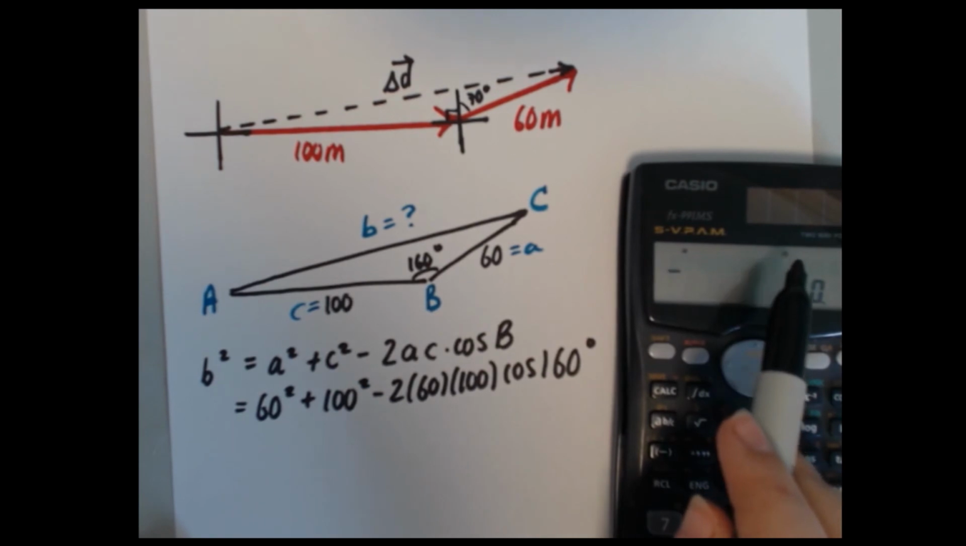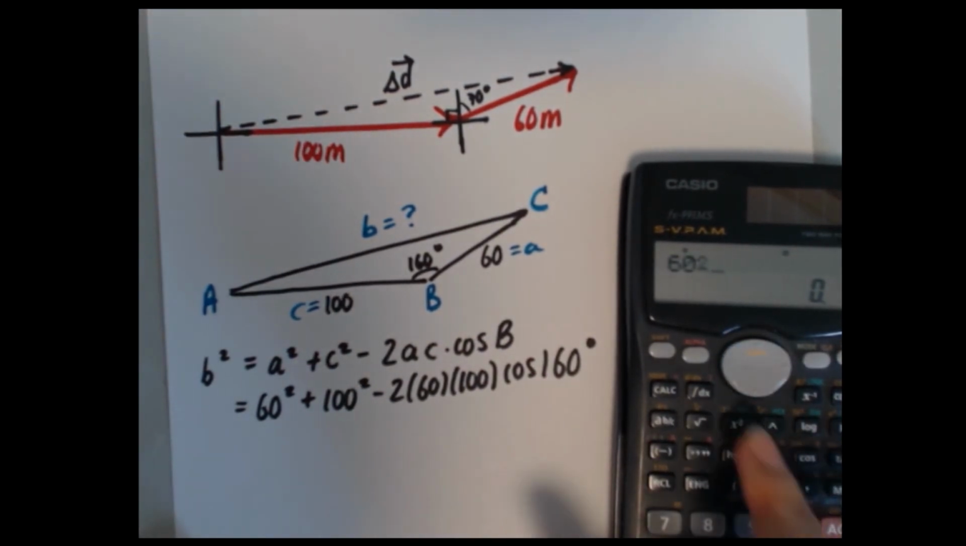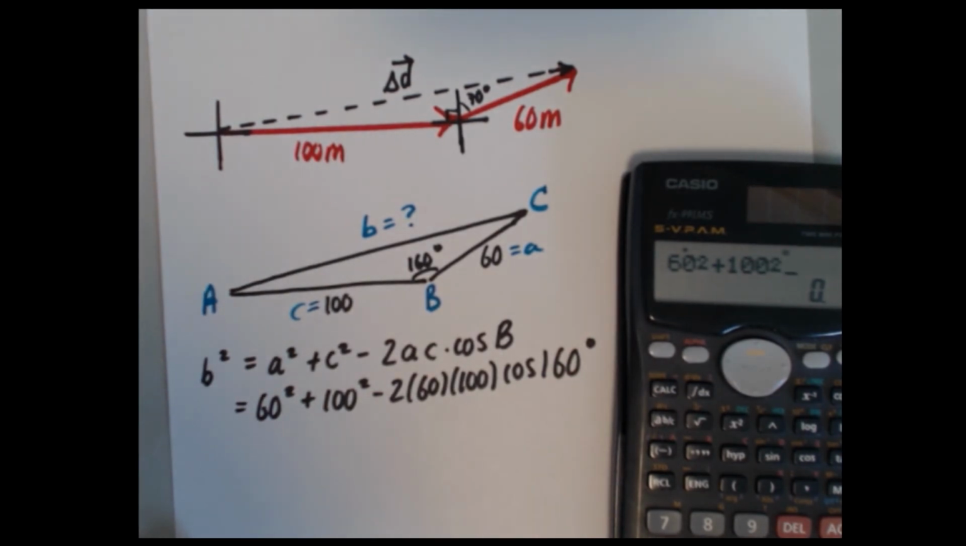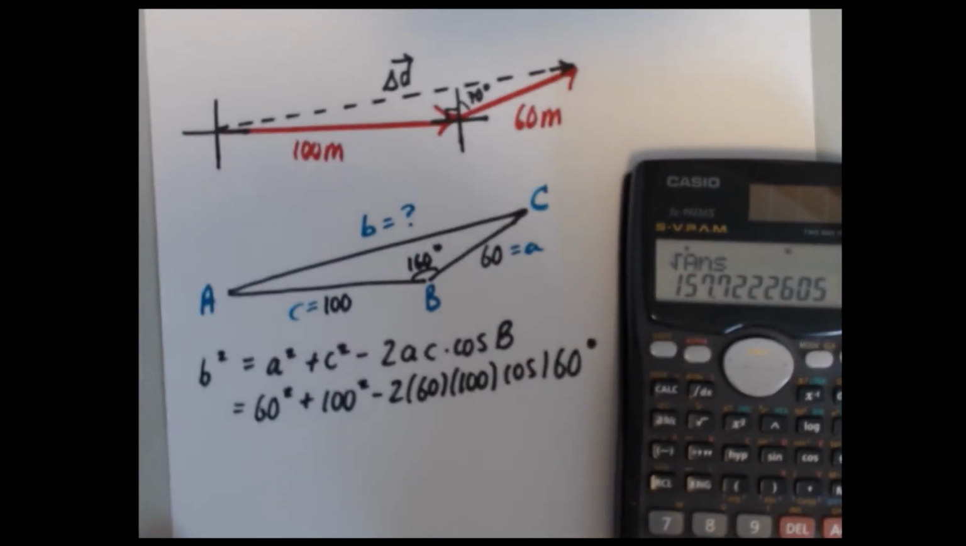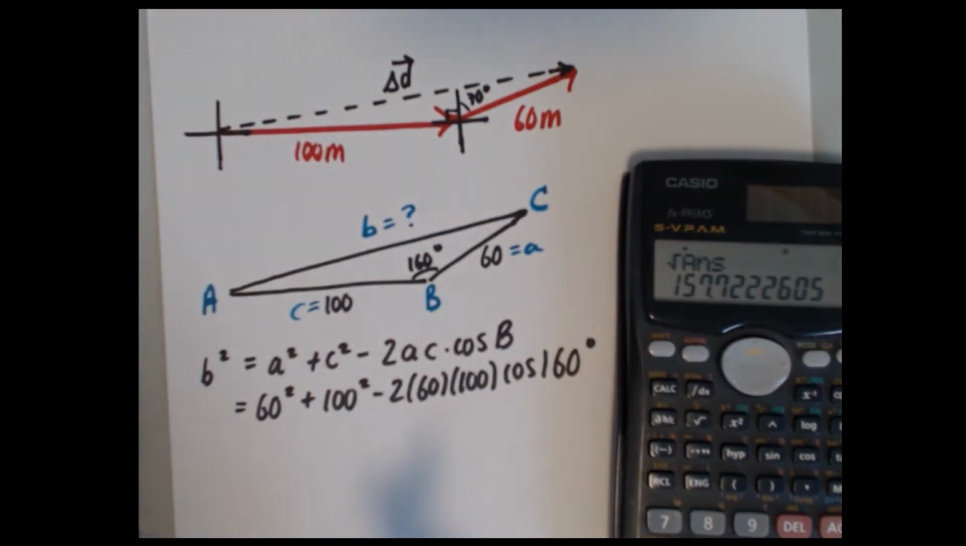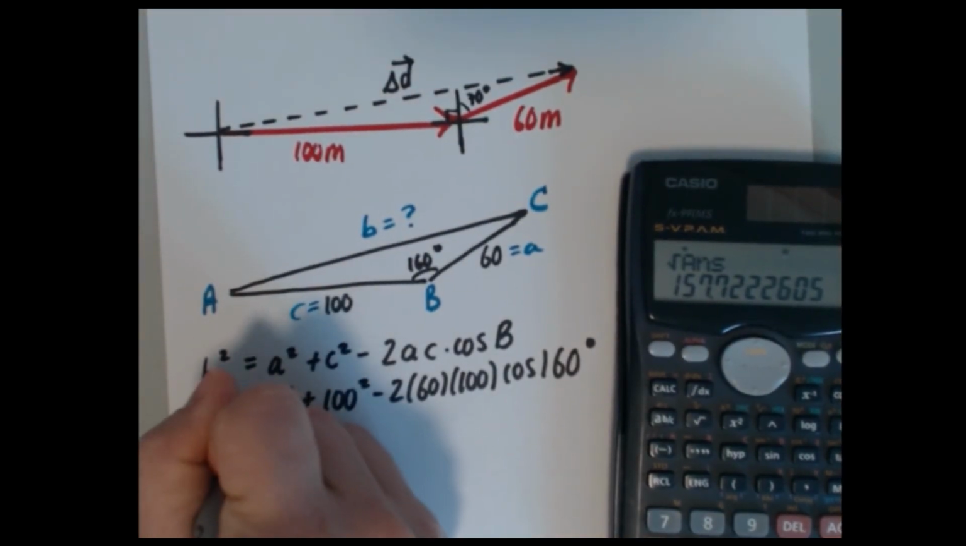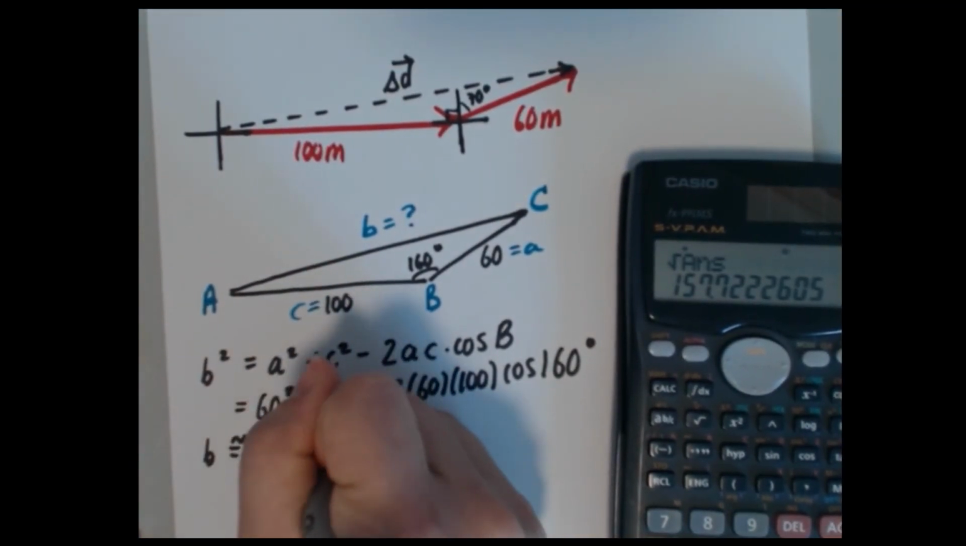Mine is. I've got the D on the top there. 60 squared plus 100 squared. If you're going to enter it in your calculator all at once, by the way, make sure you are being very careful, using brackets religiously. So minus 2 times 60 times 100 times cosine of 160. All right, so we get some kind of value there. Now remember, that's b squared. So if you square root that, we're going to get 157.7 approximately. So b is approximately 157.7 meters.